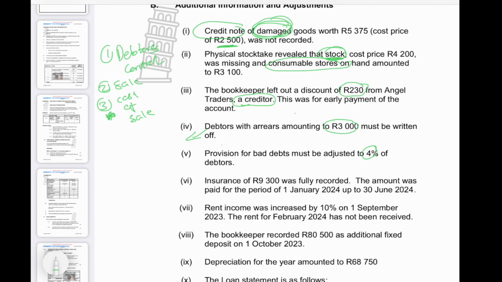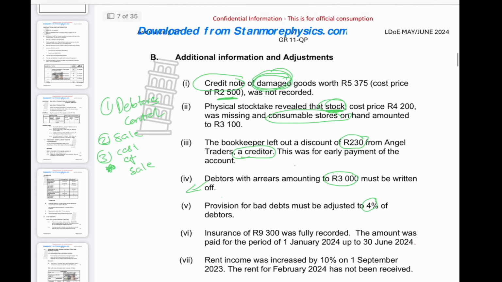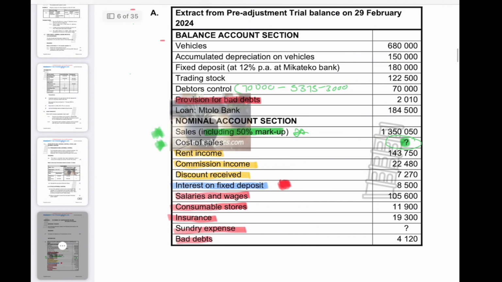Okay, so you're saying, for example, your total debtors amount to 10,000. Okay, and you're putting room for disappointment of 2%, and you're saying that 2% of these debtors might not come back to pay me. Okay, so now the amount of provision for bad debts that you find in the trial balance, this amount over here, this amount of 2010.